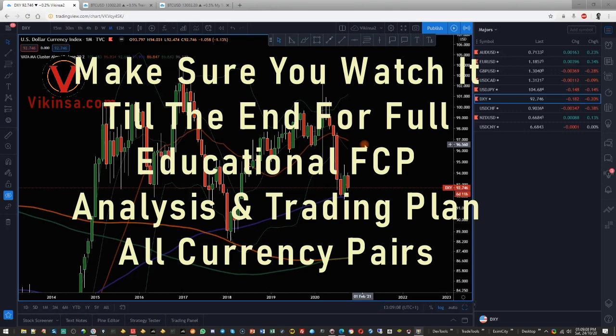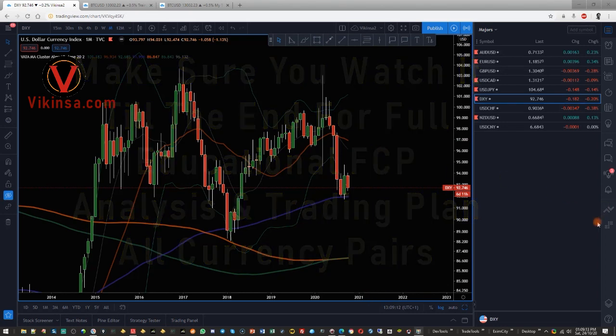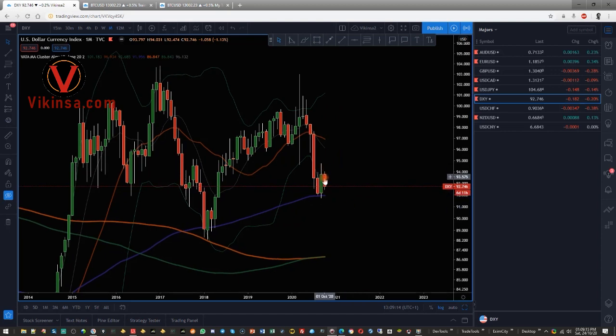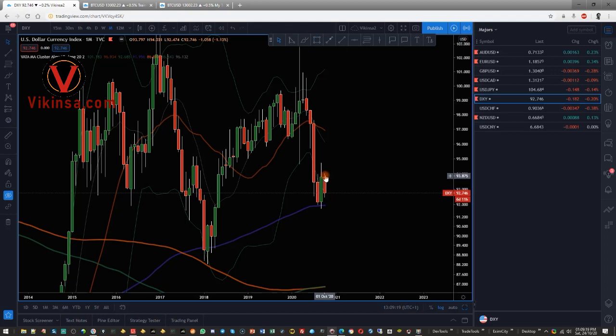So let's start looking into DXY. In the month of October, we have been expecting it to be bearish. It actually fell half of the month of October and then tried to recover in the second week, but in the third week, the previous one, it started to fall back again.